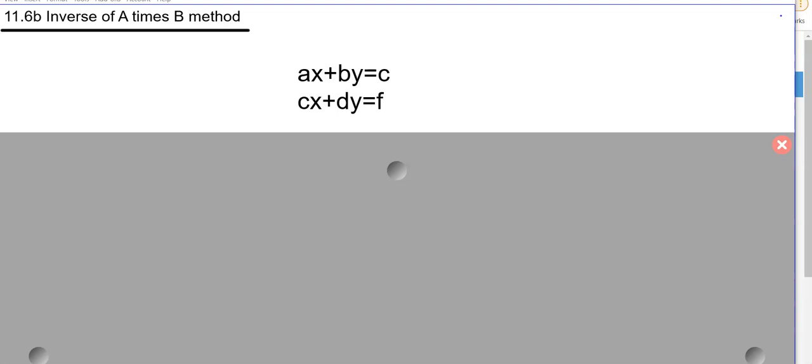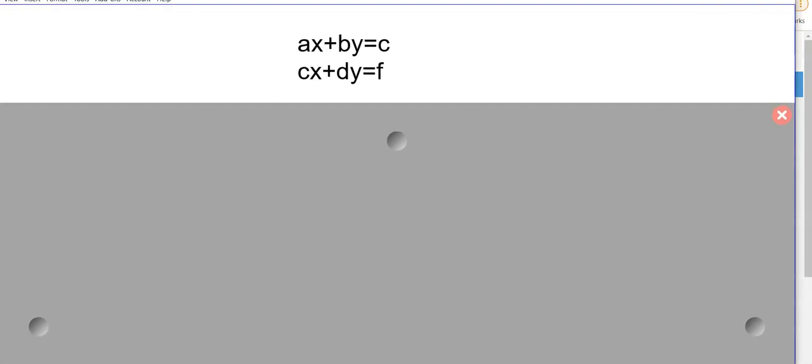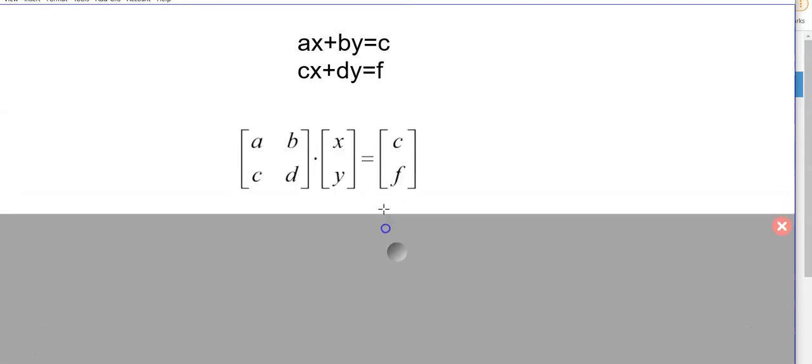Okay, this is 11.6b. In this lesson, we're going to talk about how to take a system and put a matrix to it first. That's our first goal.